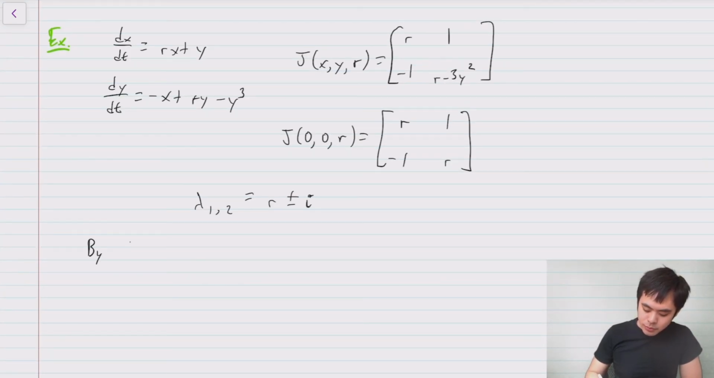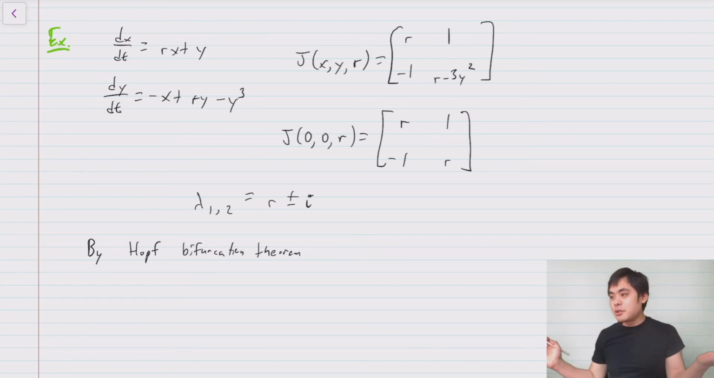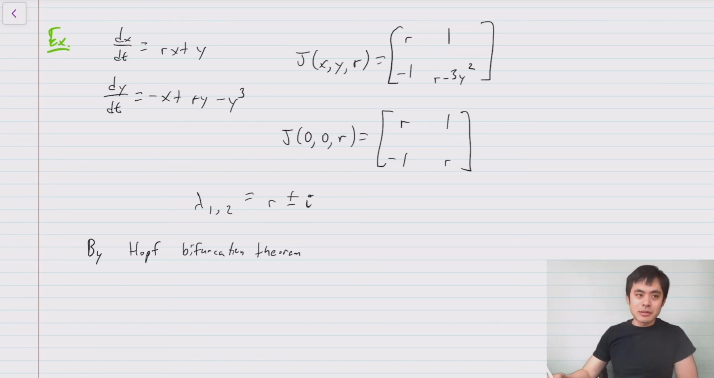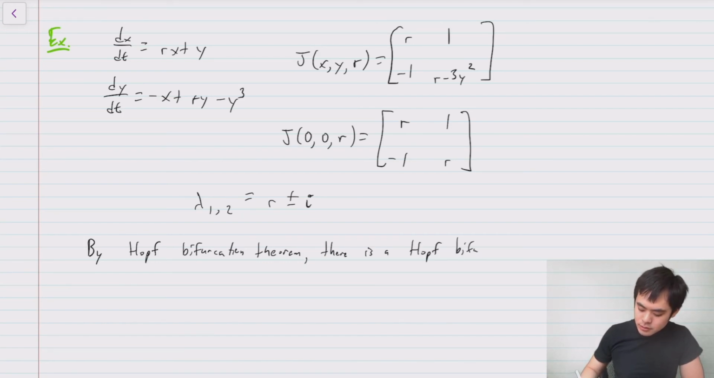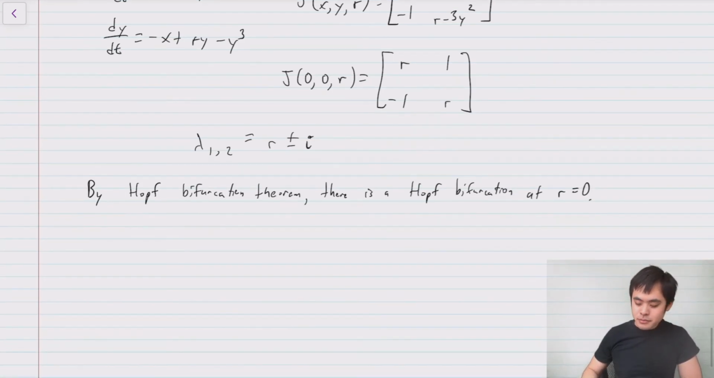So by the Hopf bifurcation theorem, note that when r is equal to 0, obviously your eigenvalues have 0 real part. When r is positive, you have eigenvalues with positive real part, and when r is negative, you have eigenvalues with negative real part. There is a Hopf bifurcation at r equal to 0.